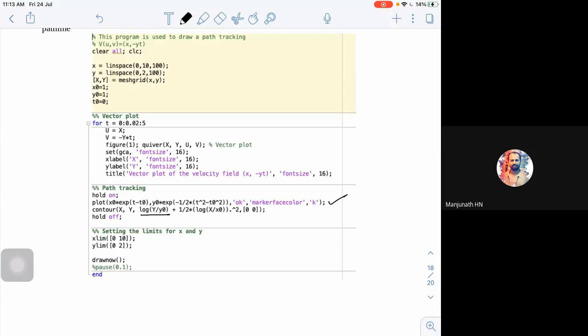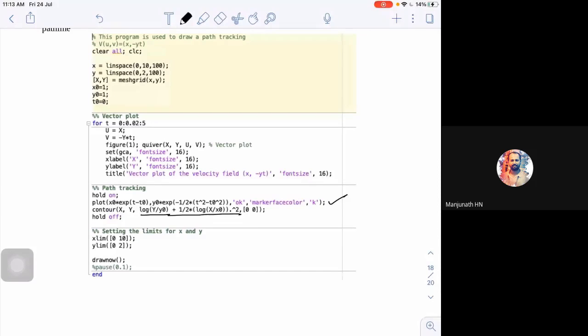So the equation was log of y by y0 plus of into log of x by x naught whole square. We have written that equation, so this equation gives your path line. Fine. And here I have to ensure that I am putting x limit and y limit. You can put x limit as 0 to 5, y limit as 0 to 5.